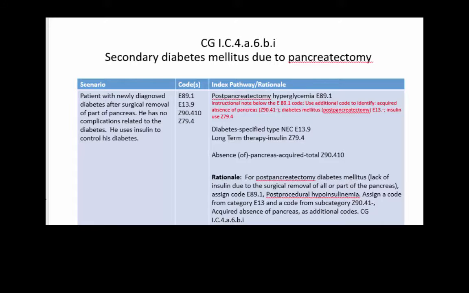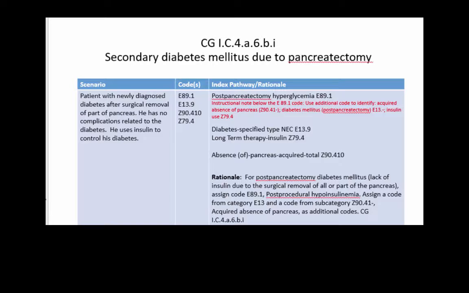codes. This slide has to do with secondary diabetes due to a pancreatectomy or the removal of the pancreas. And the diagnostic statement tells us the patient has no complications related to diabetes and uses insulin to control his diabetes. If you read the guideline, it tells you the codes that you're going to be needing at a minimum. And then when you look up your codes, it also tells you in the instructional notes the codes you're going to be needing. So there's not a lot of guesswork here. The guidelines actually tell you exactly how to sequence these codes.